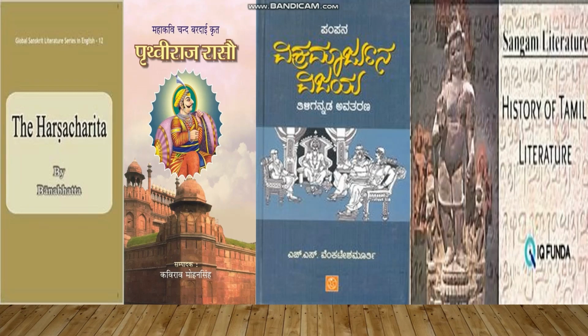Next, Chand Bardai has written Prithviraj Raso. And the next one, in Kannada, Pampa has written Vikramarjuna Vijaya. And the last one is Sangam literature in Tamil. These are the sources of native literature.